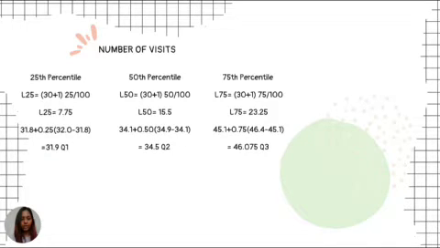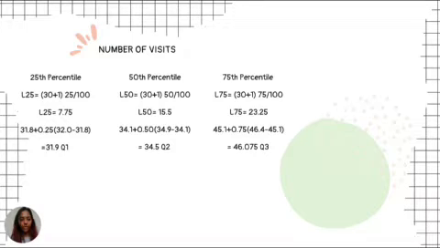Firstly, to calculate the percentile for number of visits, for the 25th percentile, we have to add 30 and 1 and then multiply by 25 divided by 100. So for L25 we will get 7.75. Next, to find Q1, it is 31.8 plus 0.25 times 32.0 minus 31.8. We will get the answer 31.9 for Q1.